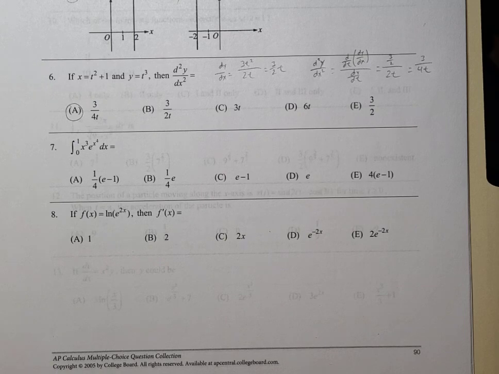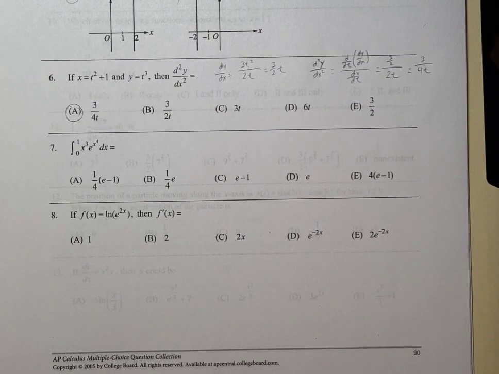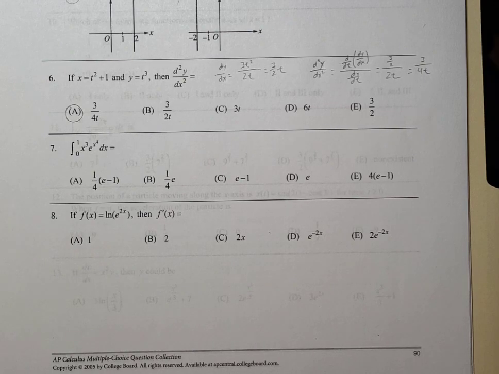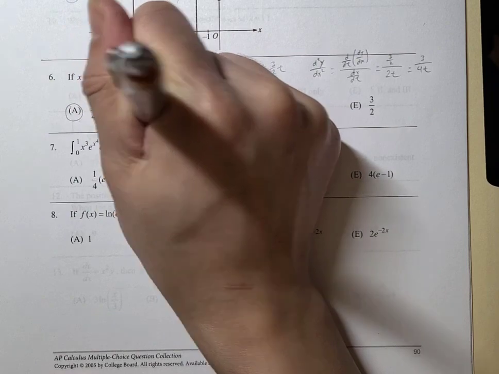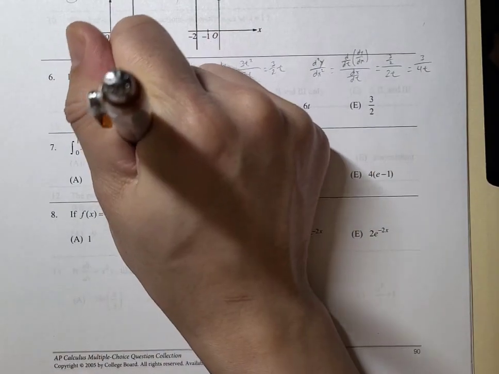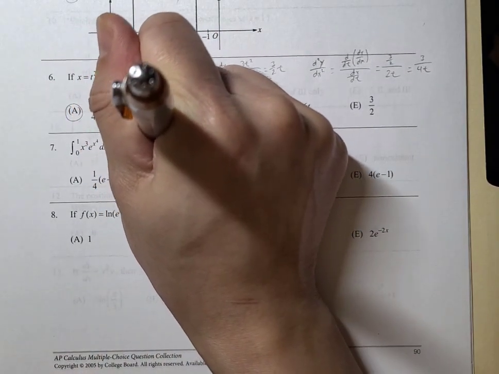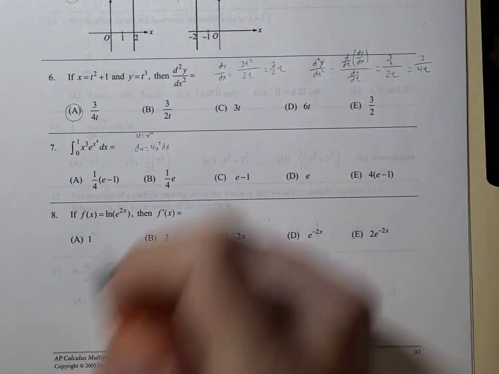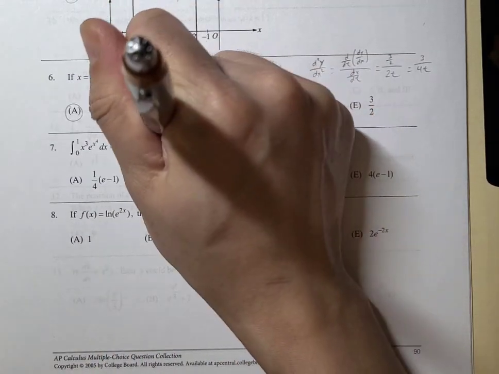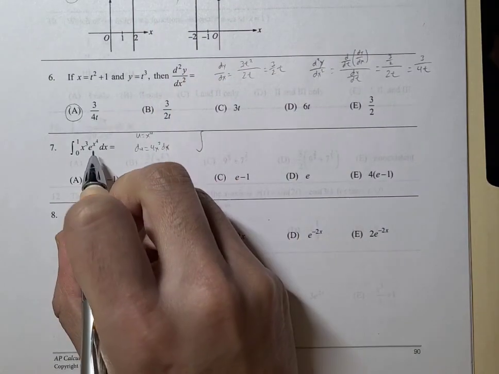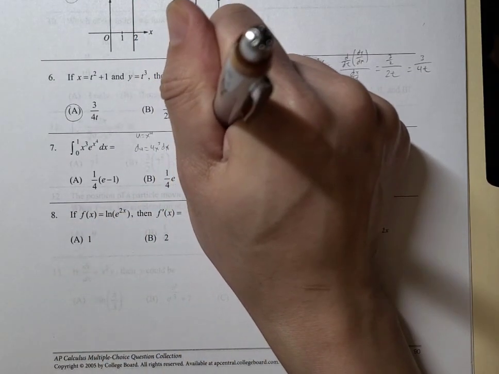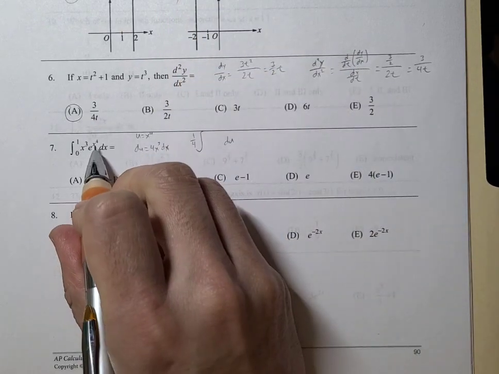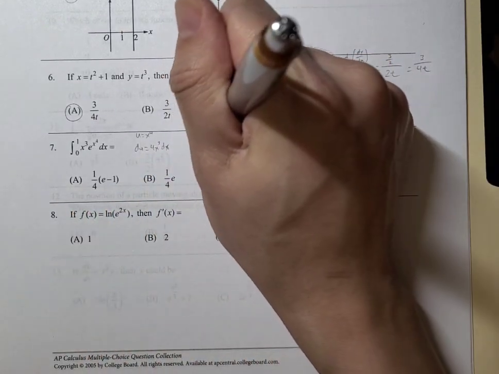Integral from 0 to 1, x cubed e to the x to the 4th power dx. I don't think I did this beforehand, so I will do it now. We let u be x to the 4th, du is 4x cubed dx. Okay, so our integral becomes, let's change the limits after, du over 4, so a 4th du, and e to the x to the 4th is just e to the u.